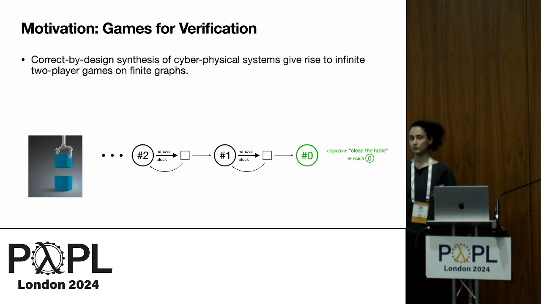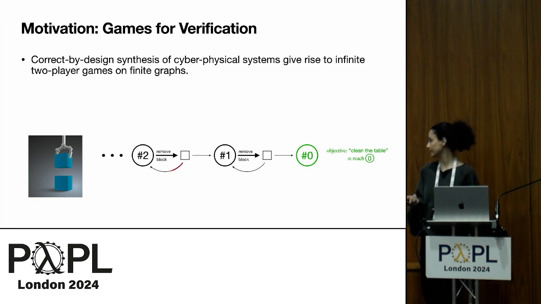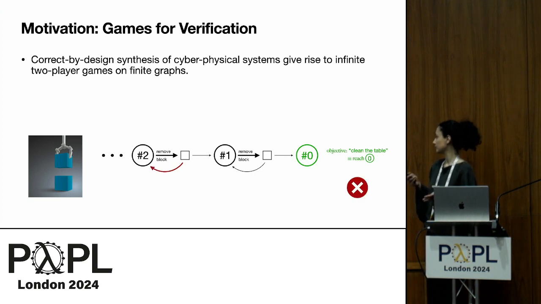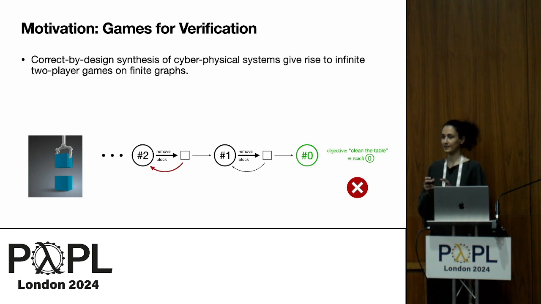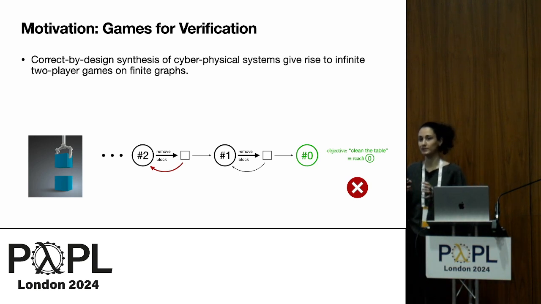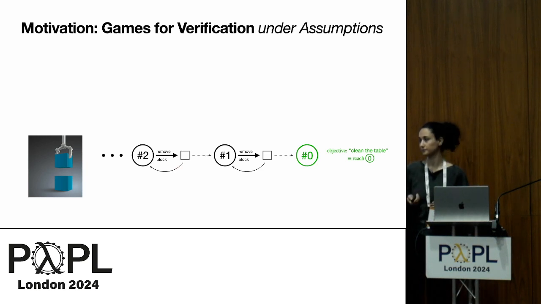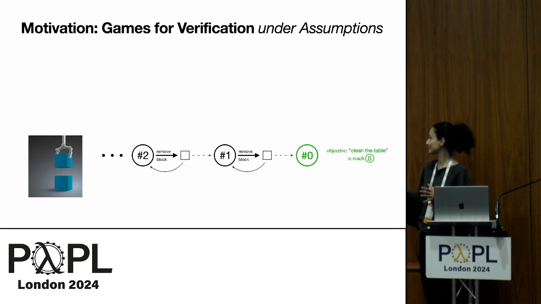Then we can ask the question again. Can the robot win this game? Can it clean the table? Now we get a negative answer, because the environment can always make it fail. However, this is also not exactly what we want. We want a more realistic scenario. Life is not perfect, but it's not always purely adversarial either. So this brings us to games for verification, but under some assumptions.